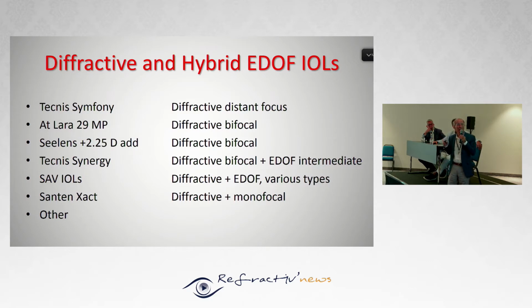We should remember that this lens has a diffractive distant focus, so the autorefractor will lie. The lenses from Zeiss, from Hanita, from J&J, from the Swiss technology for Santen, all of them have diffractive rings. And it's the diffractive ring that probably affects in part contrast sensitivity because it affects MTF.